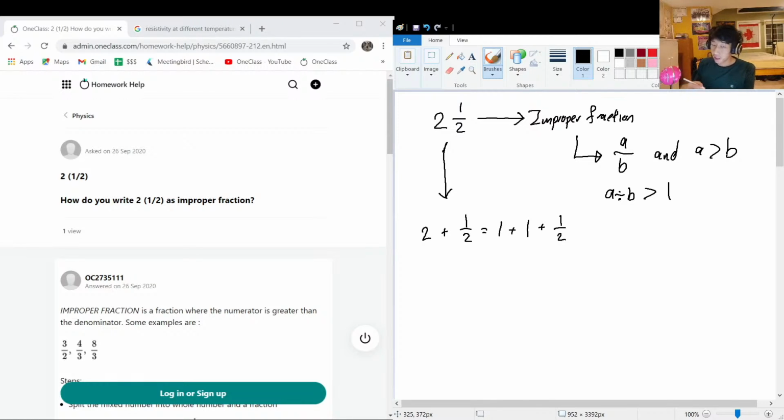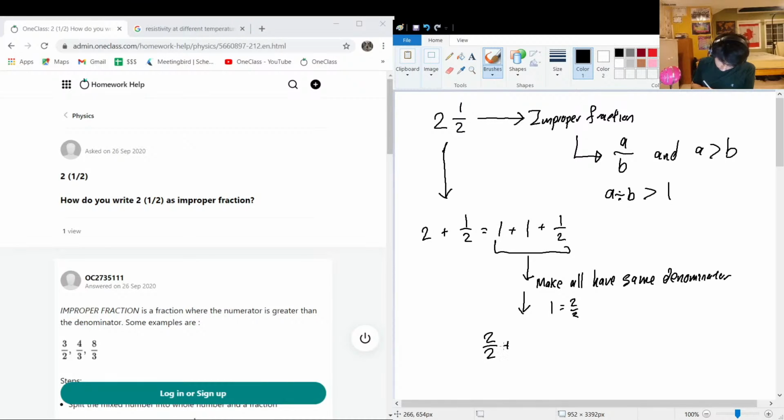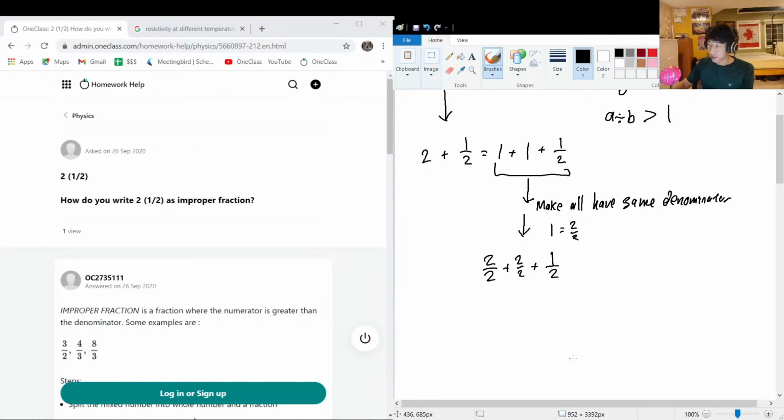Now what does 1 equal? If we want to make them all, we want to make all have the same denominator. So 1 is equal to 2 over 2. So we can just have 2 over 2 plus 2 over 2 plus 1 over 2. And this is real straightforward. Since all their denominators are the same, we can add up the numerators. So we'll just have 5 over 2, which is equal to 2 and 1/2.